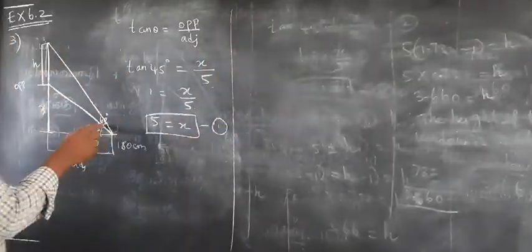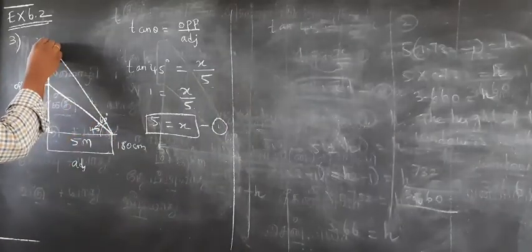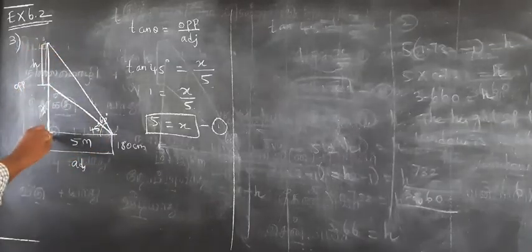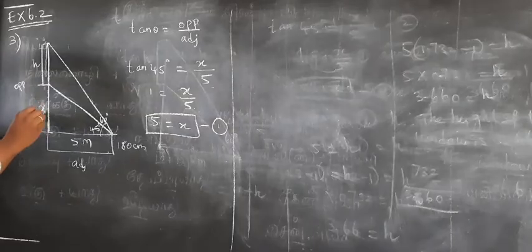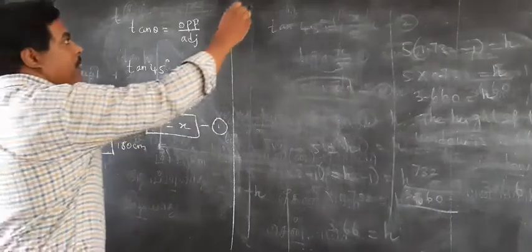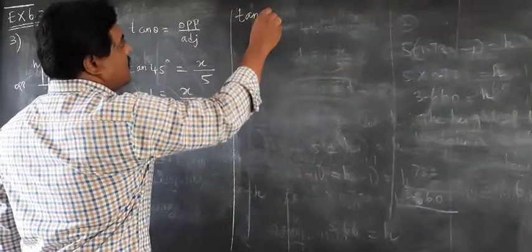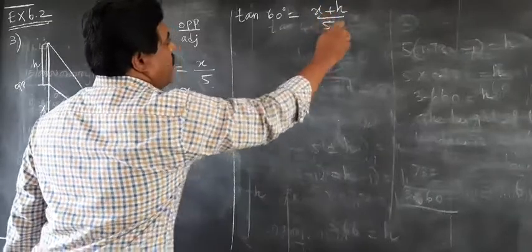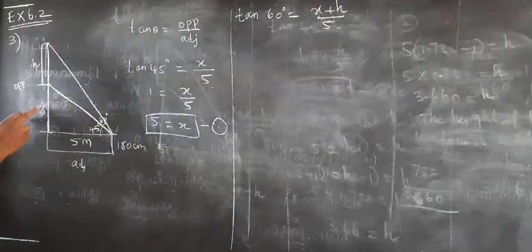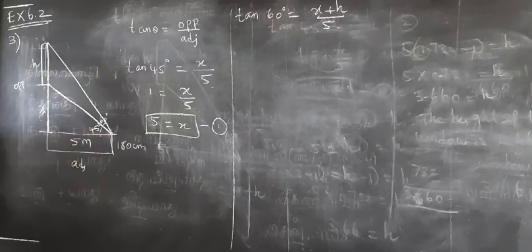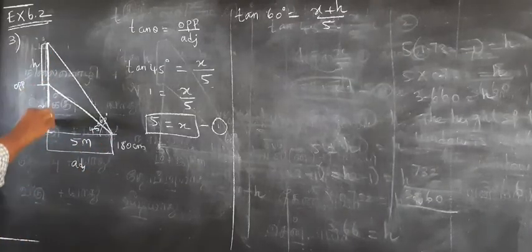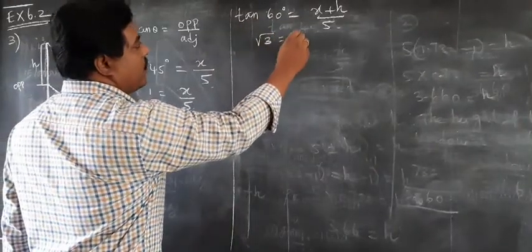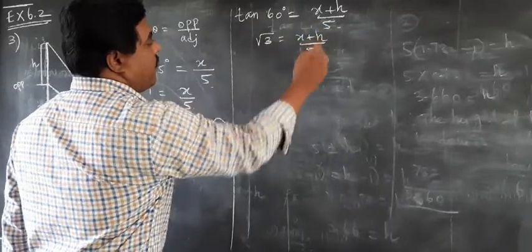Then tan 60 is there. Tan 60 means the top of the window is covered, so the whole thing we have to cover. So tan 60, opposite is what? The whole thing. Whole thing means x, x also we are having, h also we are having. So tan 60 degrees equals x plus h by 5, because we need to take this opposite side. The whole thing is called the opposite side. So tan 60 value is root 3. This equals x plus h by 5.